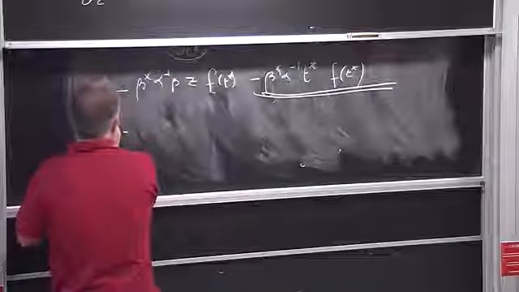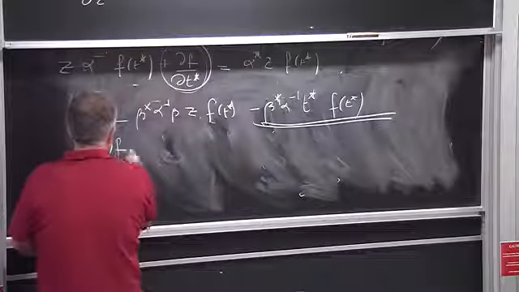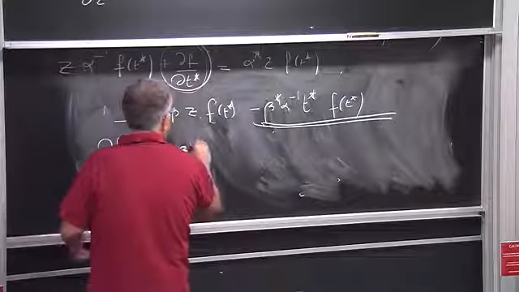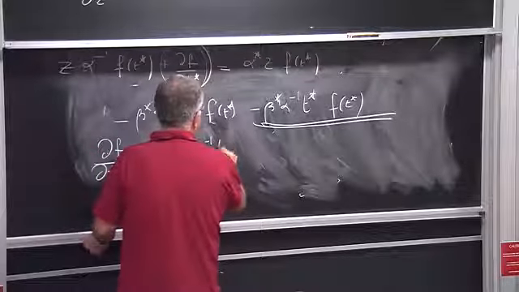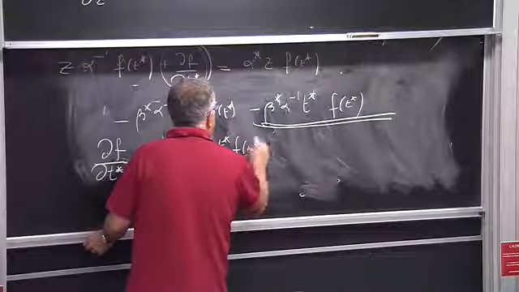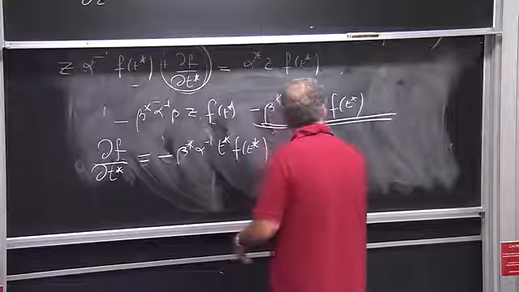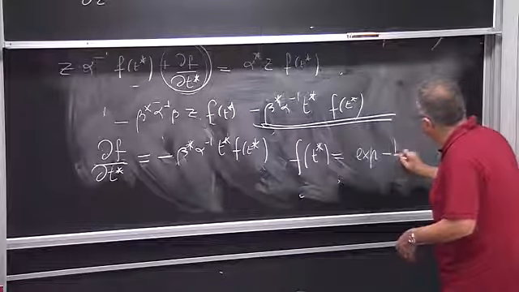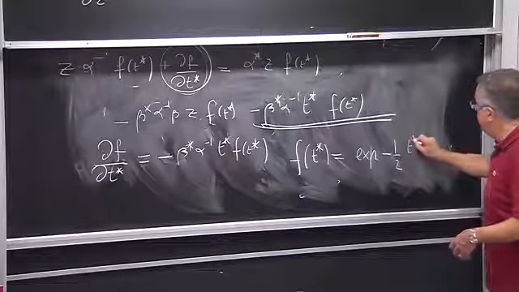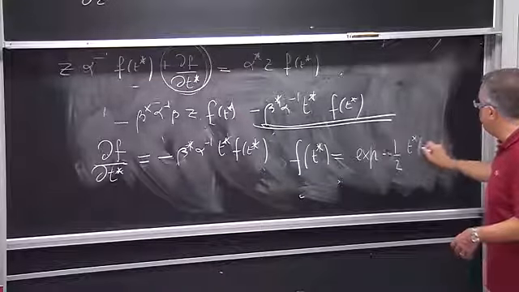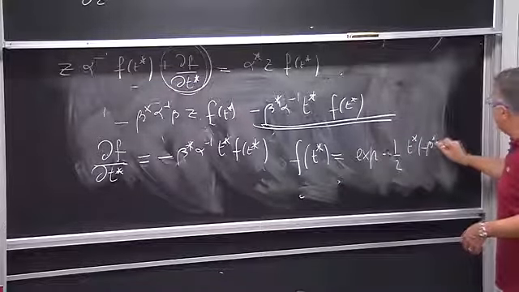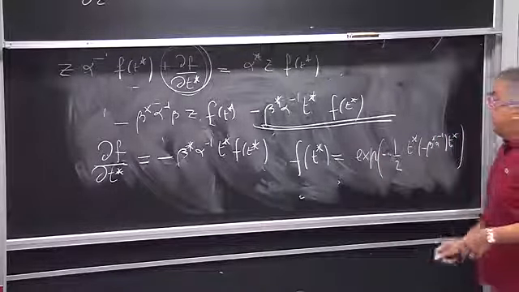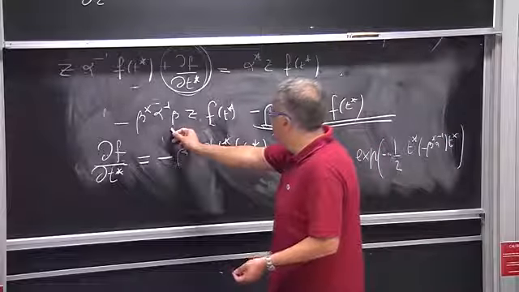So I get an equation which is df over dT star equals minus beta star alpha minus 1 T star f of T star, which means that f of T star is the exponential of minus 1/2 T star, or let's say 1/2 T star minus beta star alpha minus 1 T star. This is the solution. And the remaining part has to be equal to 0.